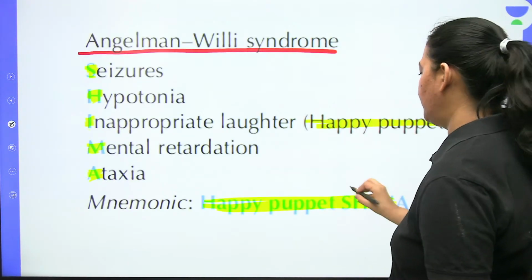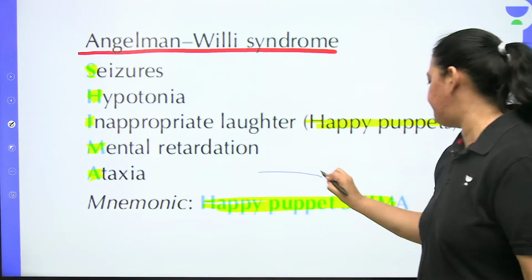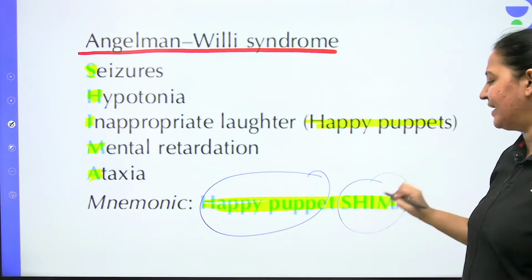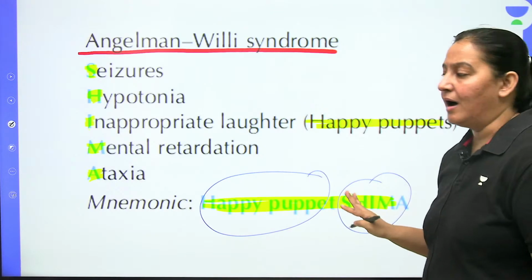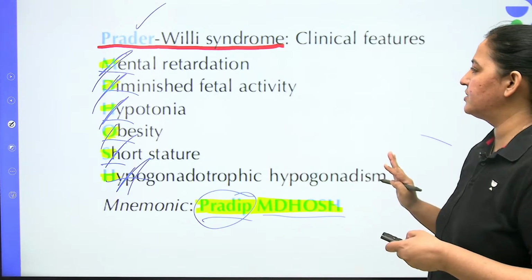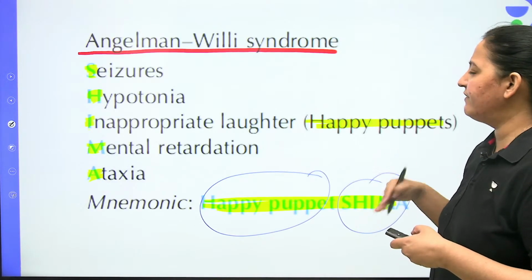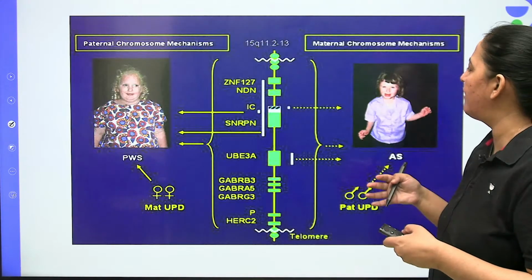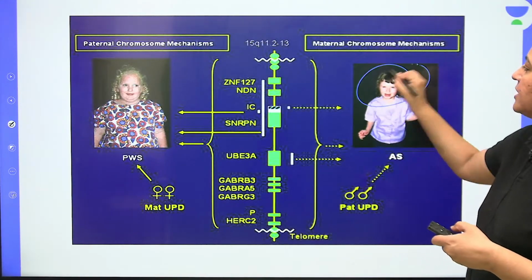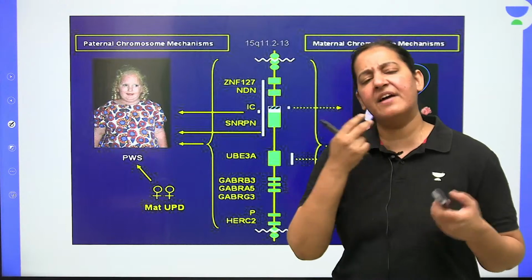Angelman syndrome. There is a mnemonic, happy puppet. Actually, the mnemonic is SHIMA. This child always remains very happy, and you always see the laughing face. Can you see the girl is laughing here? So always they smile. Always they are very happy.